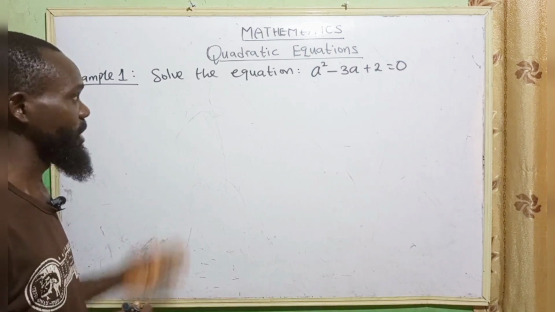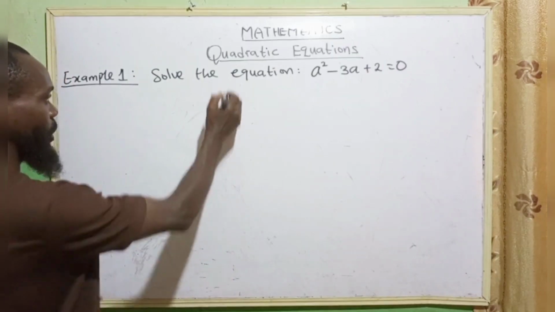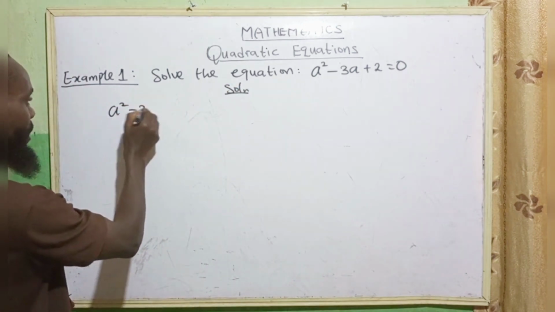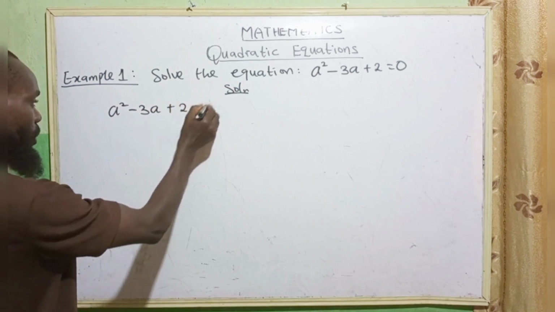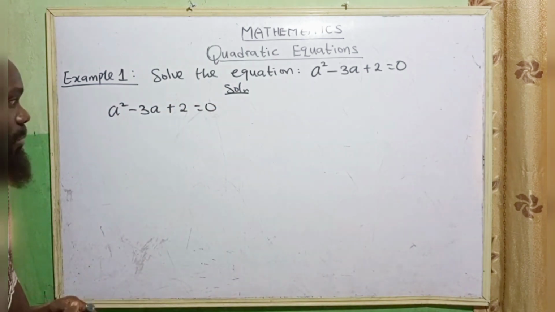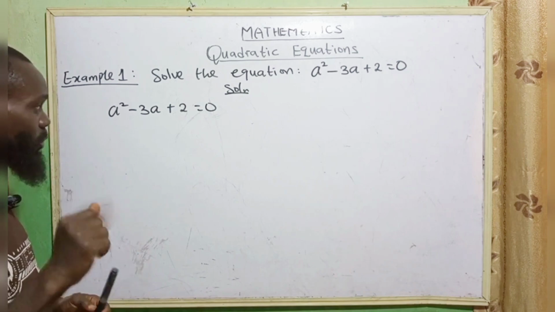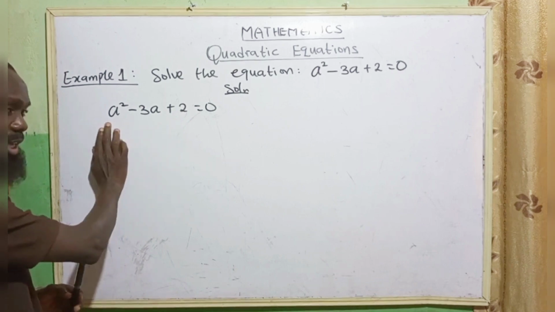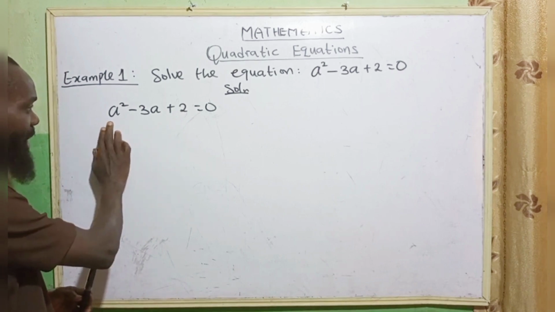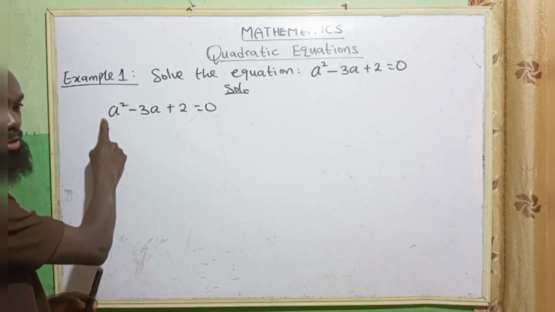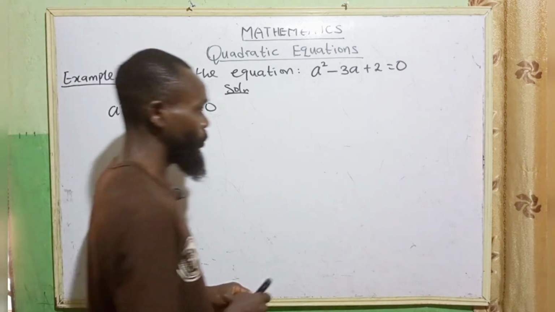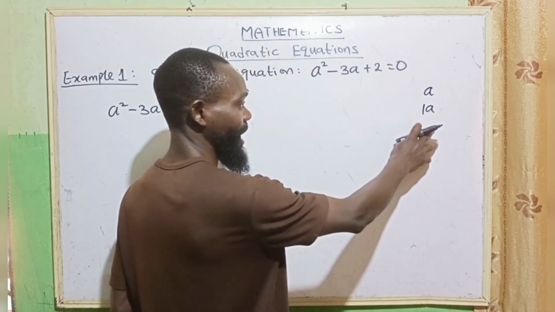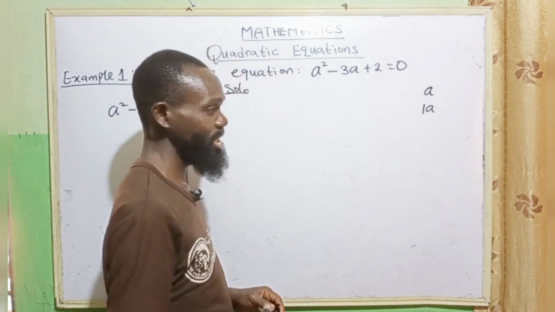Example 1. Solve the equation a squared minus 3a plus 2 is equals to 0. Now what is the process of solving this? The first step is we multiply the constant with the coefficient of a squared. When we say coefficient, there's a number before this a squared, which is 1. Don't forget, in mathematics, we say a, but we don't say 1a.